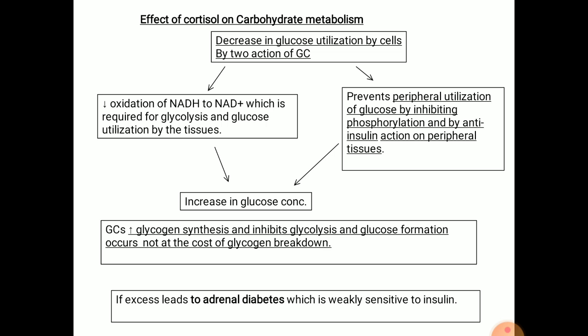If the glucocorticoid secreted in the blood in our body is in excess due to any pathology, that leads to adrenal diabetes, which is weakly sensitive to insulin. Why? Because it has an anti-insulin action, but it is only when there is a pathology and an excess amount of glucocorticoid is secreted, not in normal physiological life.